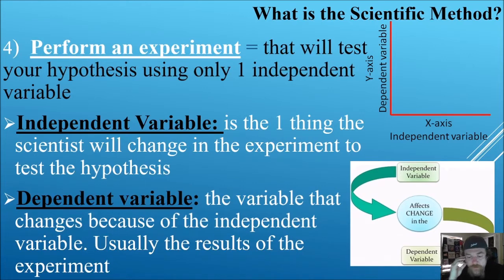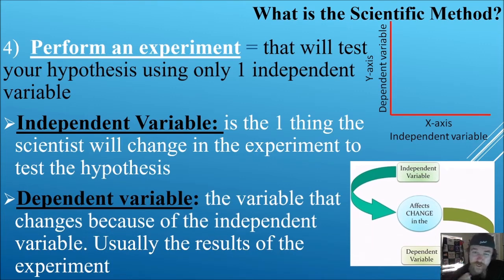So I'm going to make up a random experiment. I want to know which type of fertilizer makes my grass grow the best. So I can change the type of fertilizer that I put on my grass. That's my independent variable. That's what I'm testing. Which one is the best? So I get like 3 different types, and I set up 3 little experiments, and I put type A on one piece of grass, type B on another, type C on another.